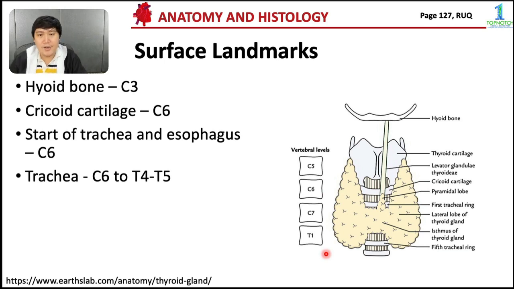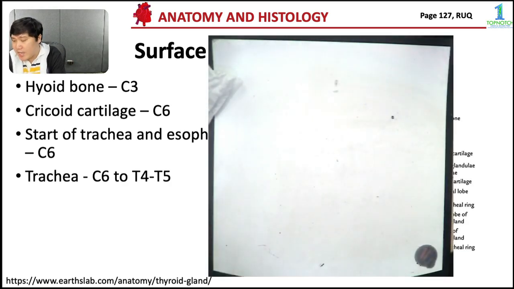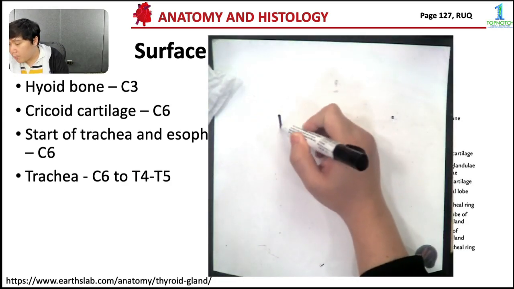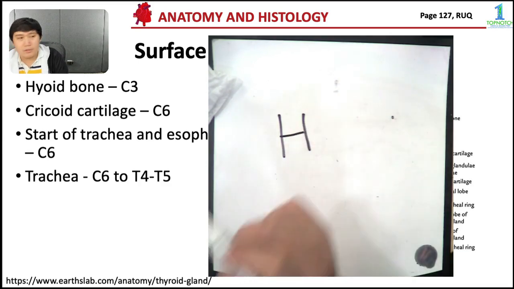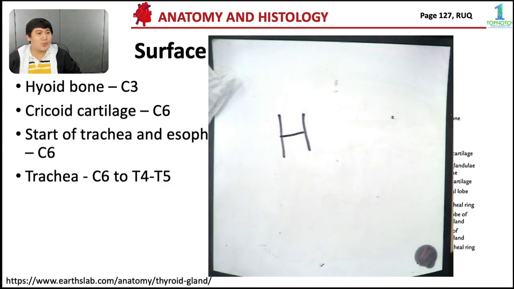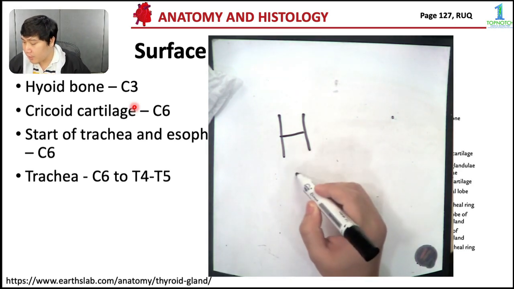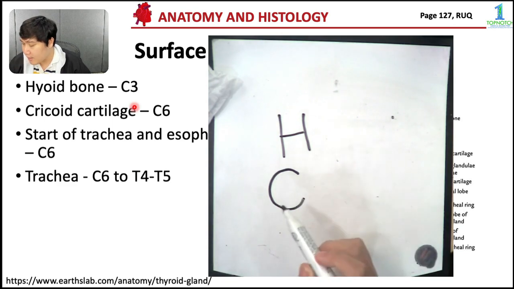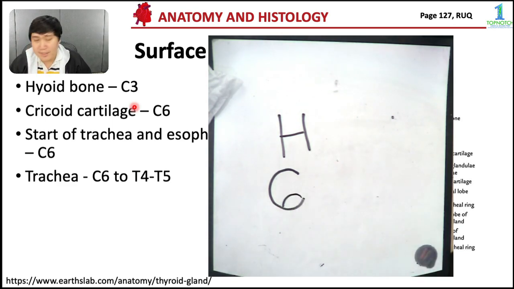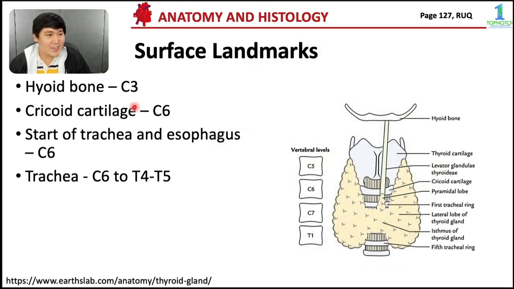Here is the hyoid bone. How do you remember it? The hyoid bone is at the level of C3. How do you remember that it is C3? Draw an H. 1, 2, 3. The H has 3 strokes. So, C3. Next, cricoid cartilage. Your cricoid cartilage is C6. Cricoid, letter C again. Cricoid, C6.